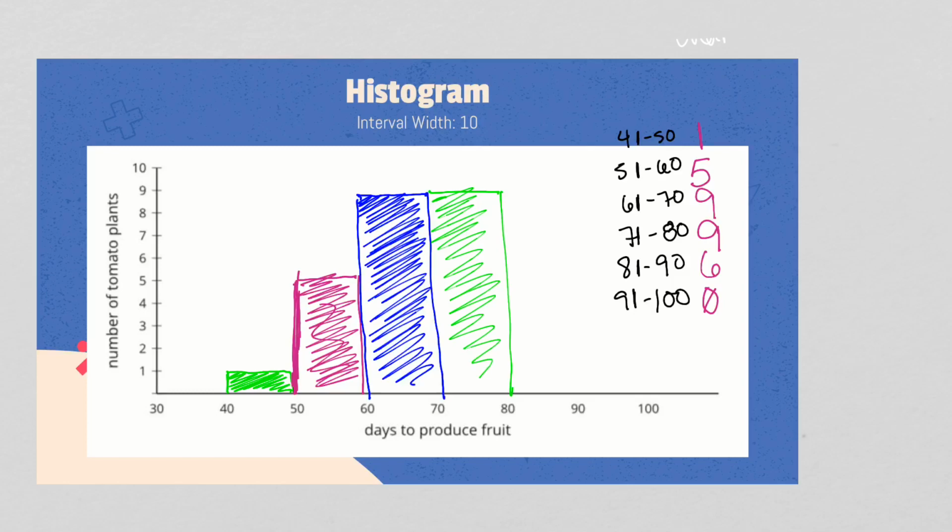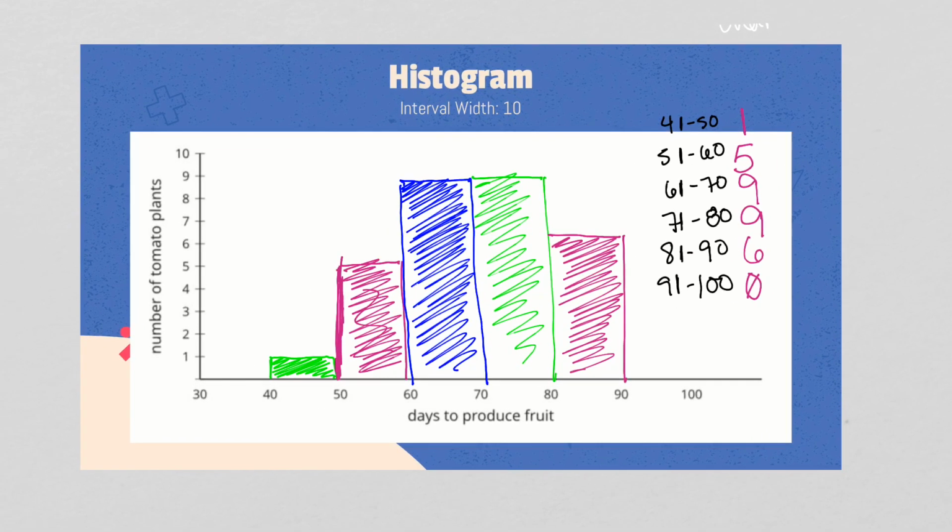And then from 81 to 90, we had 6. So I'm going to go up a little bit higher than this last one over here. The other pink one, that is. And then from 90 to 100, we had 0. So there's our first histogram.